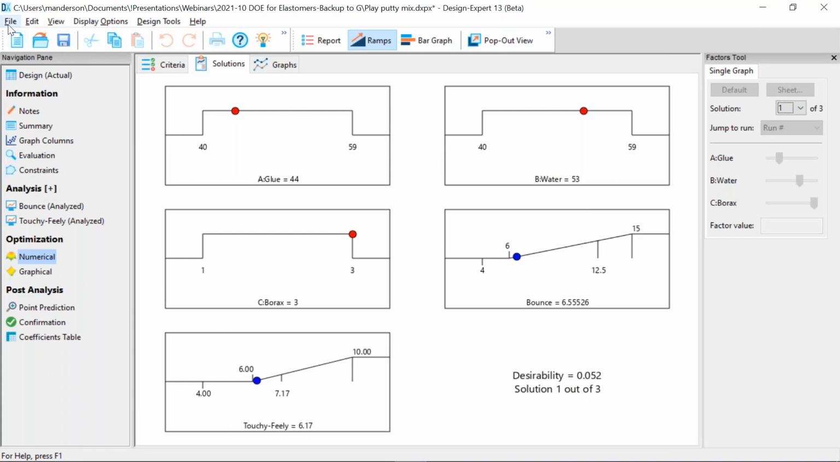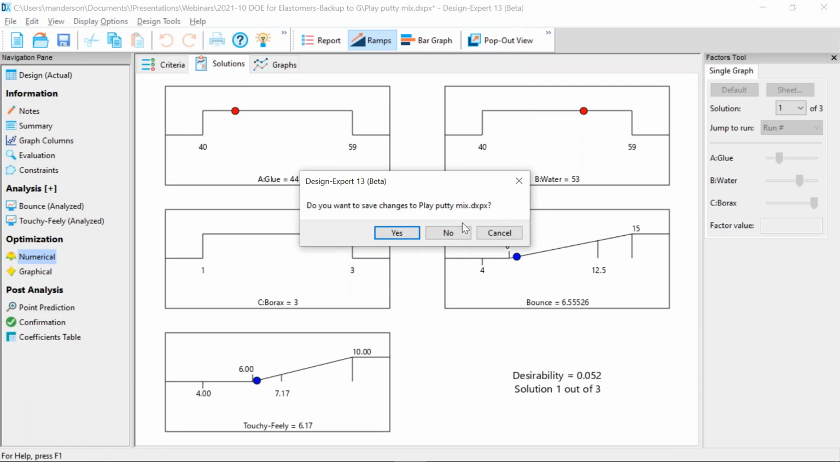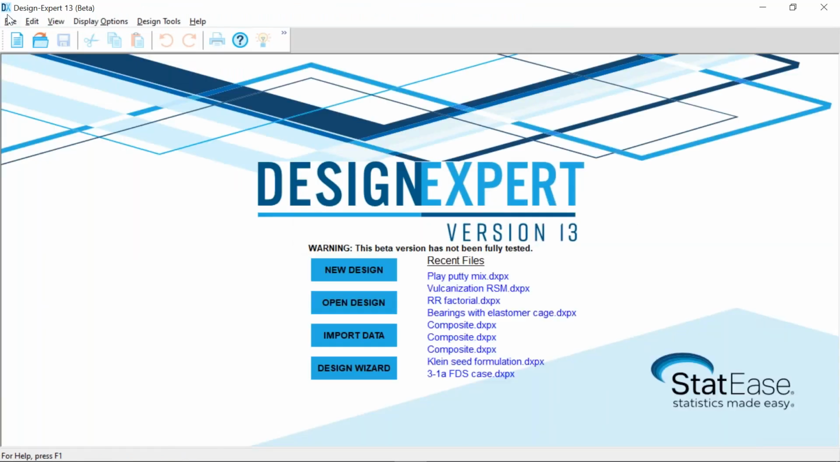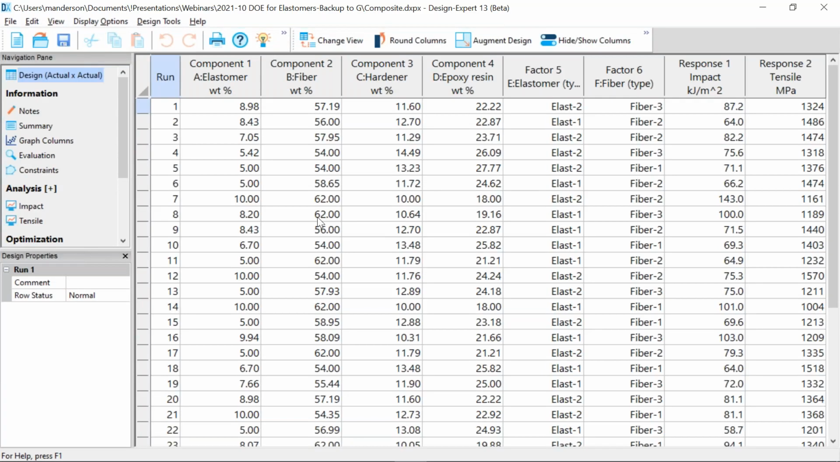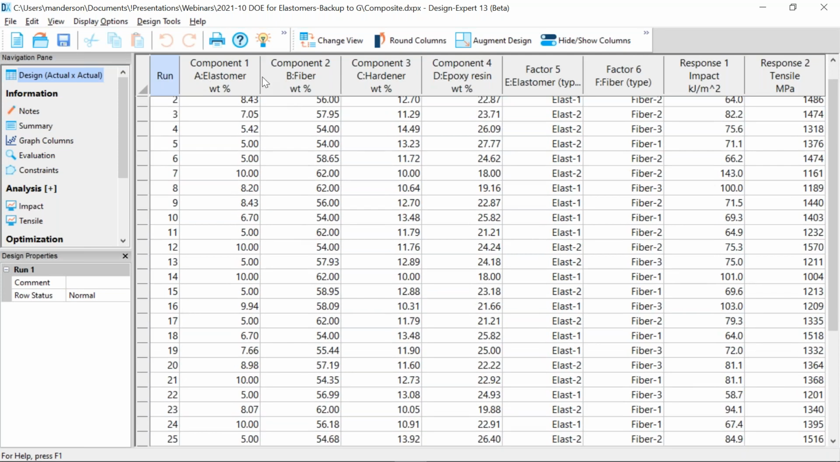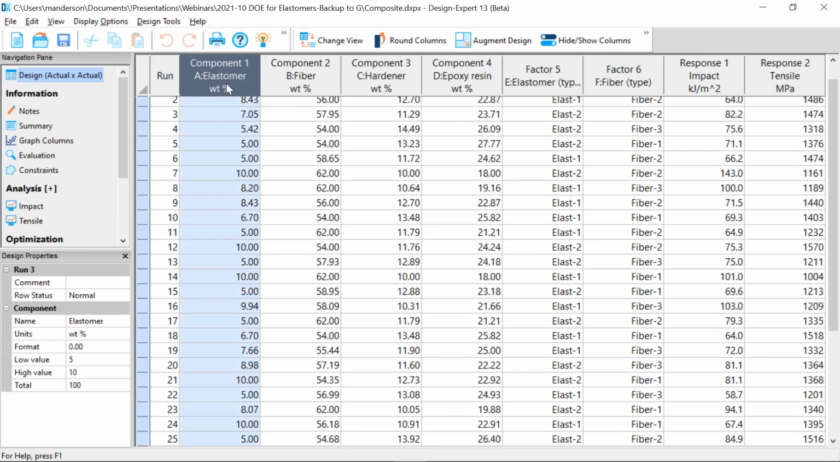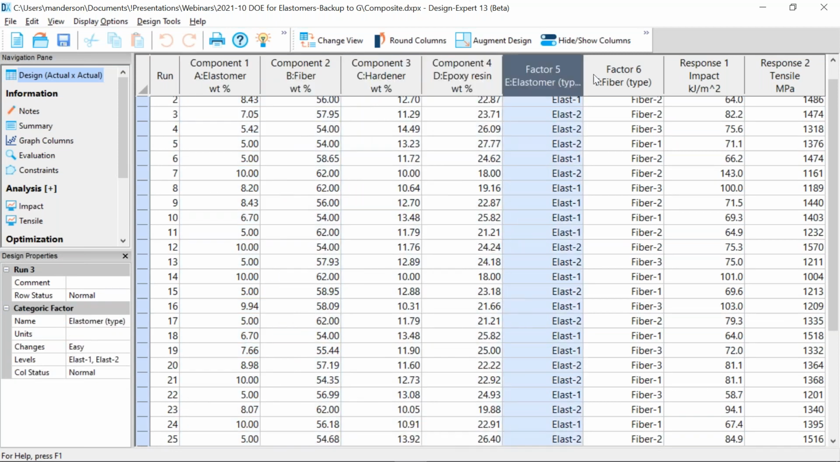So I'm going to close this design out that we had up there on the play putty. Now I'm going to open up another design that is this composite. And this is our recipe sheet, with the different weight percents of the elastomer fiber and so forth. And then the types are over here.